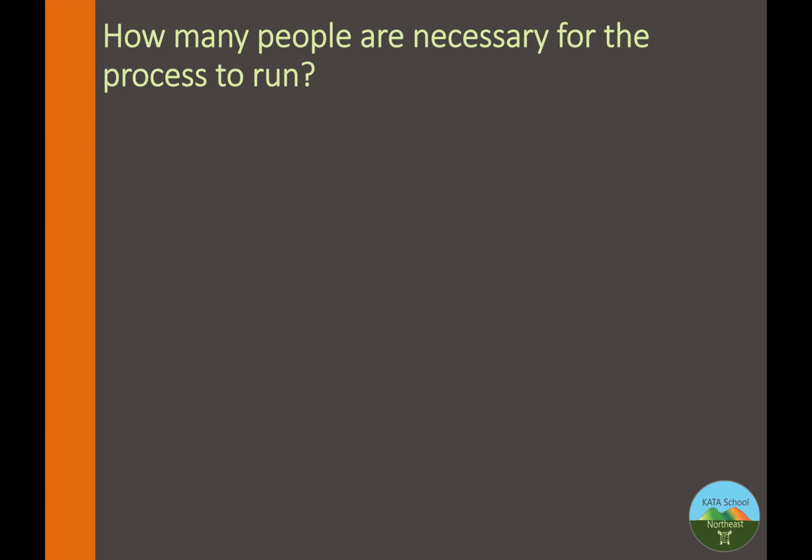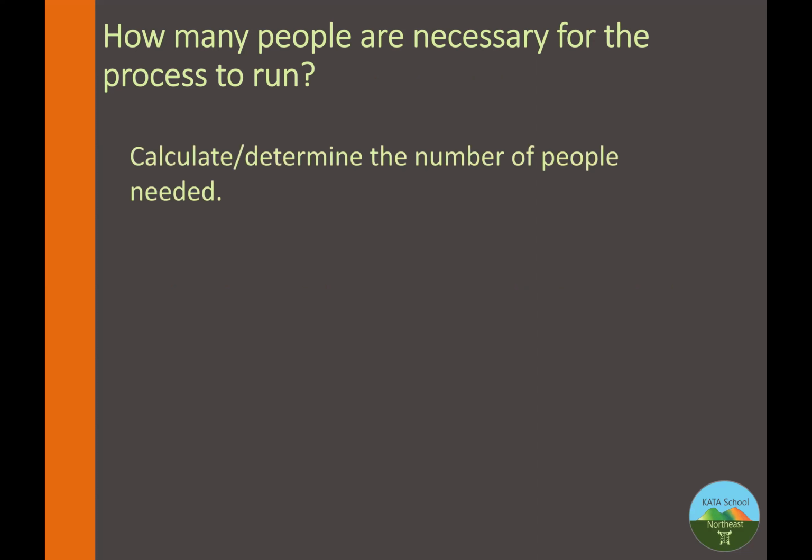Going to the last step of process analysis, we now need to answer how many people are necessary for the process to run. This can be done by calculation if your process has the necessary information. If not, then you can determine that via what you currently know about your process. For example, I would not calculate the number of people needed for making myself the perfect cup of tea, as I only need me for that.